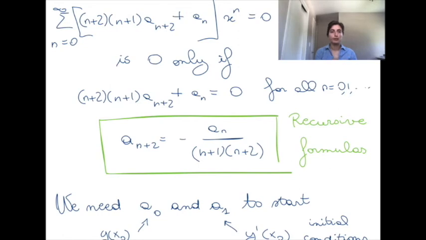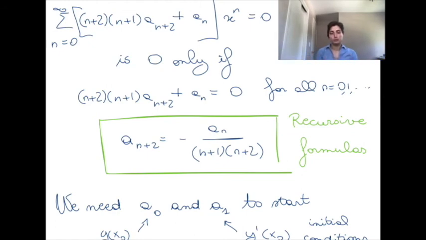So we now know that there is a relationship between a_(n+2) and a_n such that (n+2) times (n+1) times a_(n+2) plus a_n is equal to 0 for all values of n going from 0 to infinity. So we can write a_(n+2) is equal to minus a fraction between a_n and (n+1) times (n+2). This is a recursive formula. That means that we can compute a_(n+2) depending on a_n, and then a_(n+4) depending on a_(n+2), and so forth.